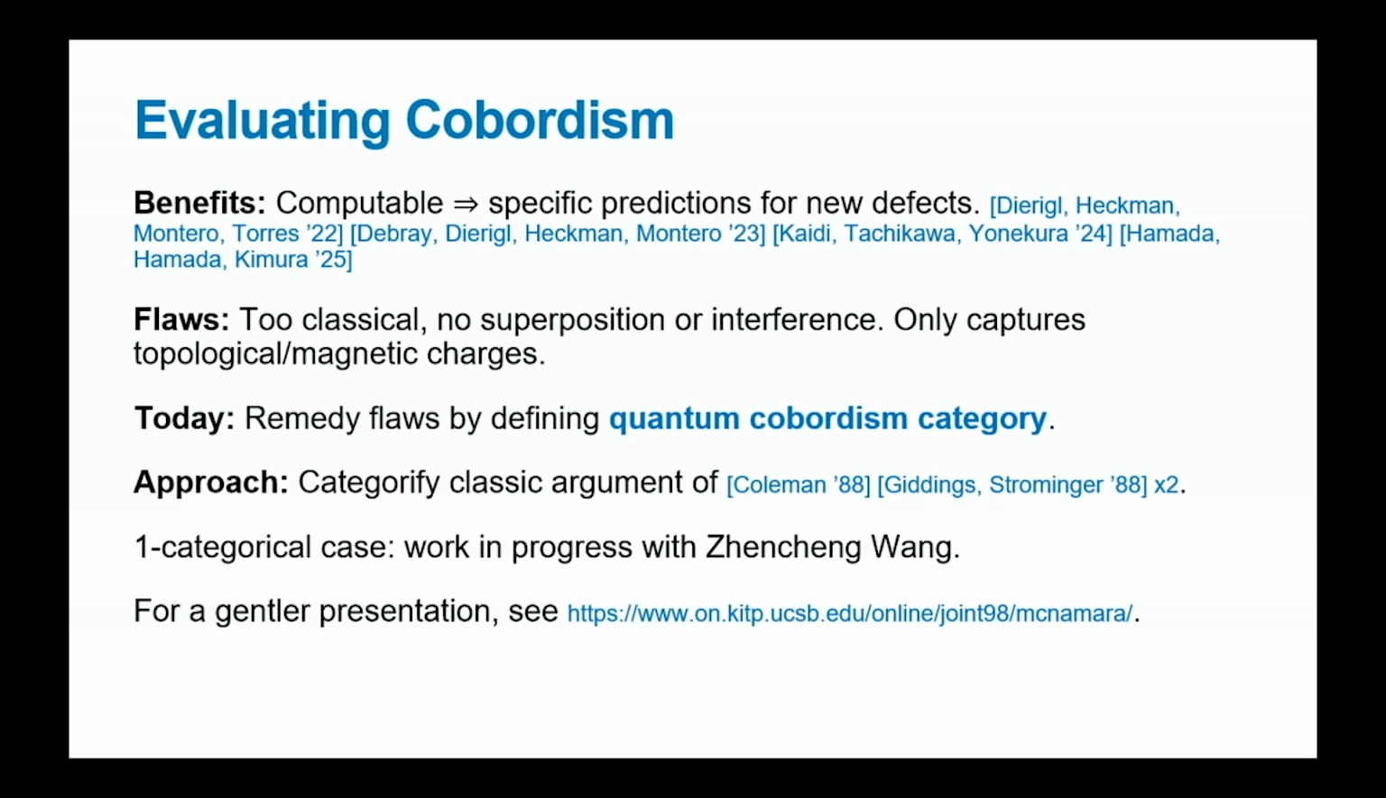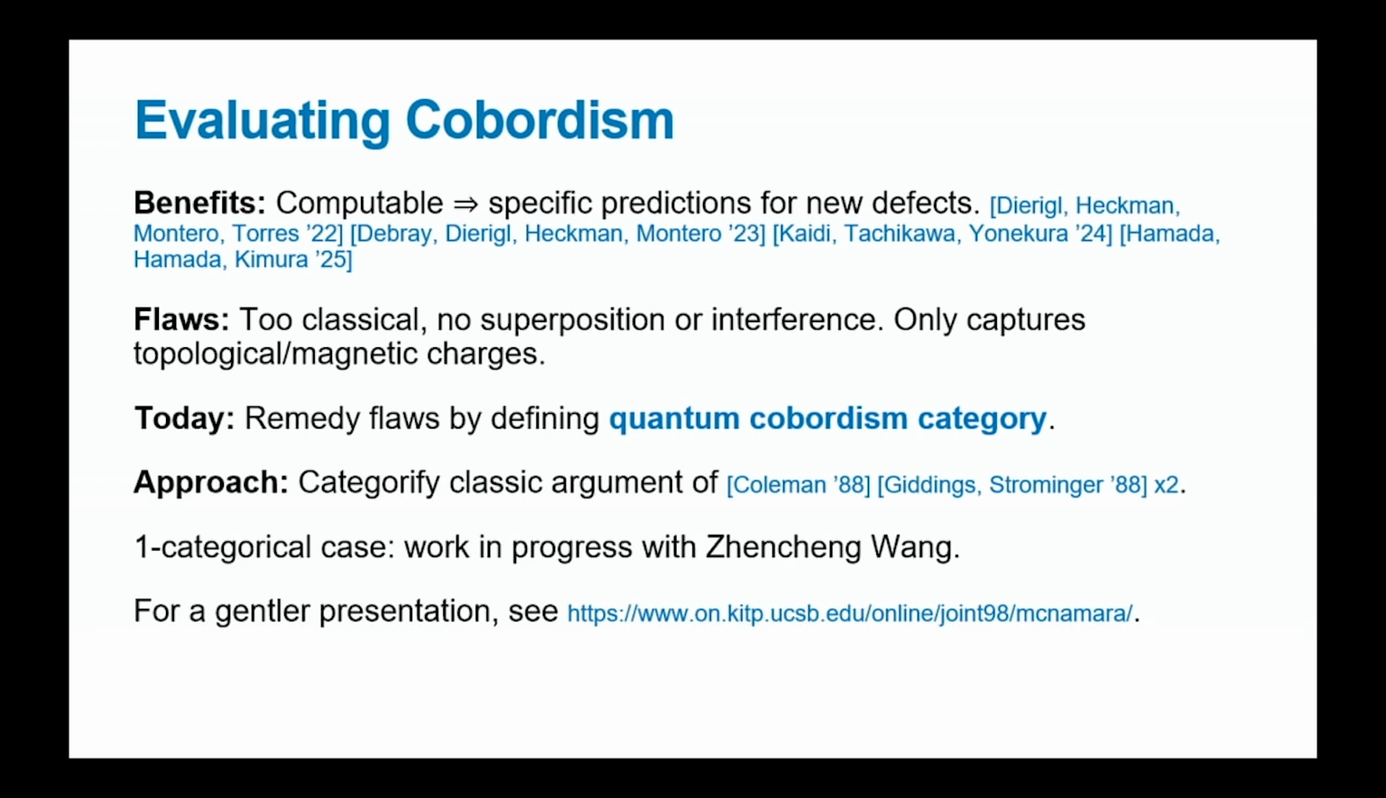So what I'm going to do today is try to explain some recent work that remedies these flaws by defining what you might call a quantum cobordism category. This is a category which gives a complete description of the conserved charges of the gravitational path integral, which is formed by taking classical manifolds, classical boundary conditions, and forming quantum superpositions modulo gravitational gauge constraints.